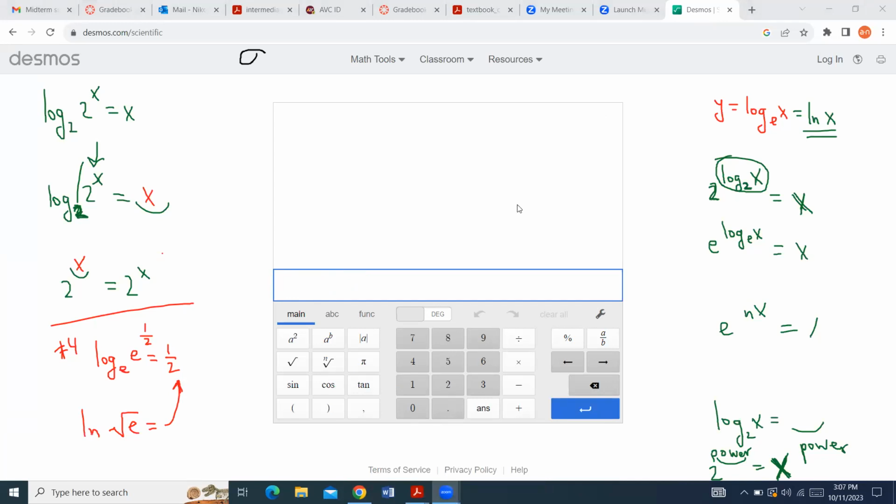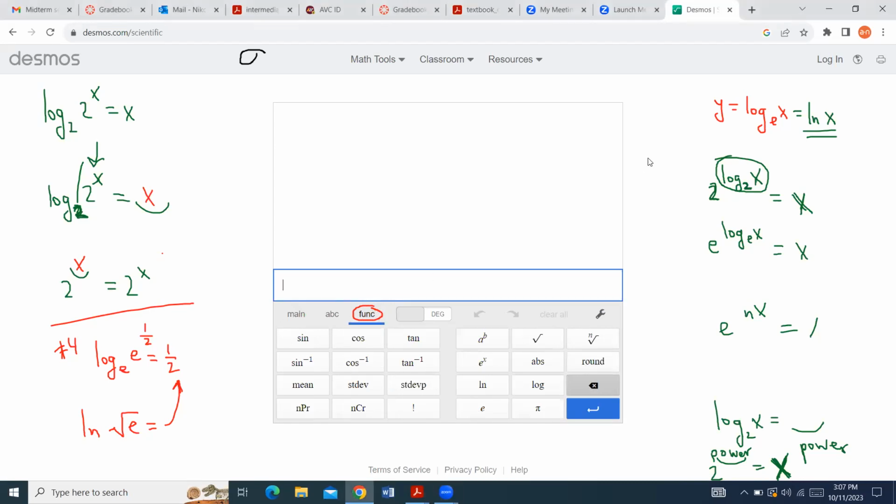The thing is that ln you can enter, but logarithm base 2 you cannot. In some calculators, yes, you can, but not in the standard scientific calculators. You don't see ln here, so you need to go to functions, and that's where you're going to be able to find it. It's right there. So you go ln, and then you need a square root of e. Square root is also here in the functions menu.